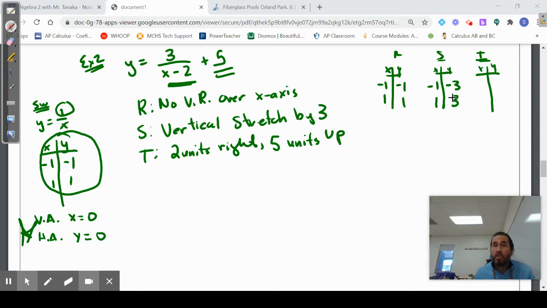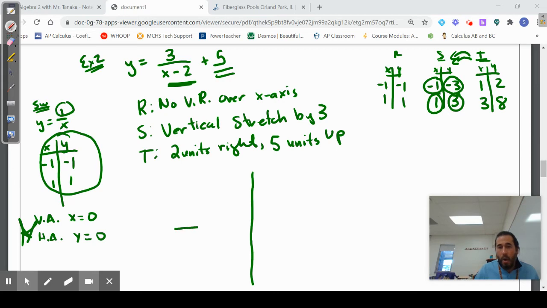We finish it up by translating it 2 units to the right. So I go to the step before. 2 units to the right would mean you change the x's, which it becomes 1 and 3. Why? Because -1 plus 2 is 1. 1 plus 2 is 3. And then I go to the step before, and I'm going to change the y's, plus 5. -3 plus 5 is 2. 3 plus 5 is 8. So guess what? To get this graph, I only have to graph those 2 points. 1 comma 2 and 3 comma 8.